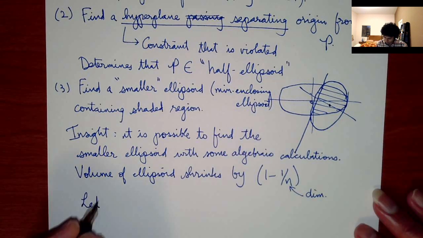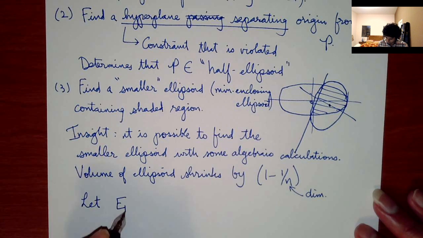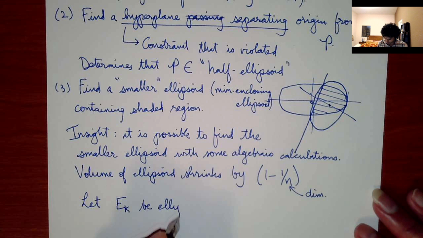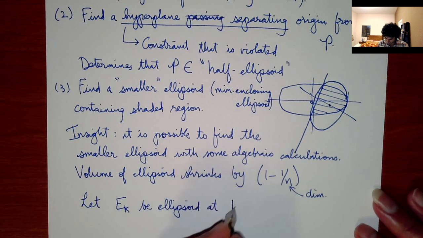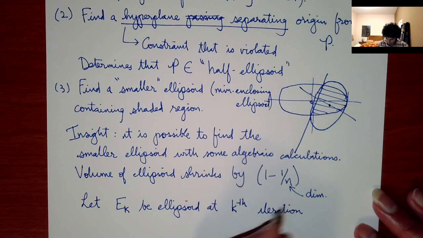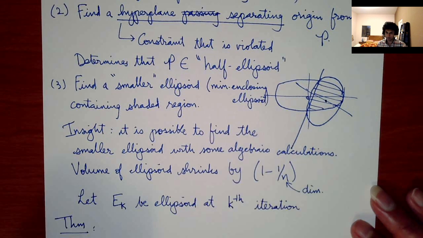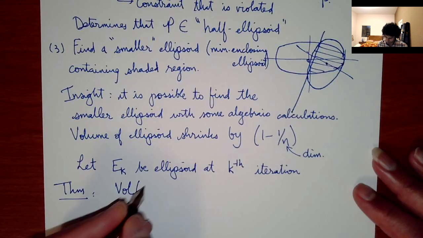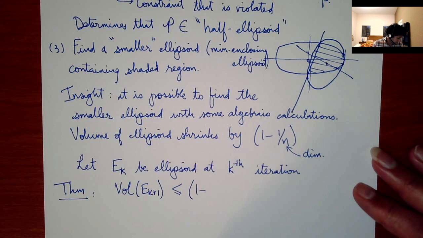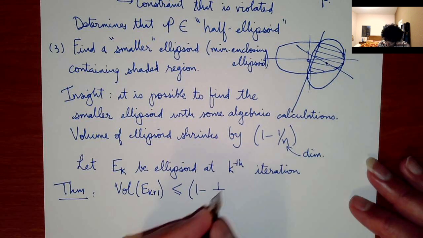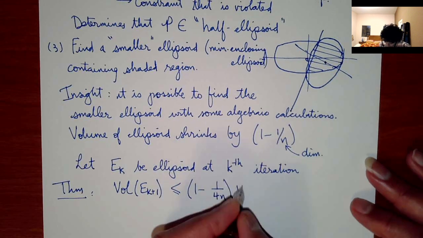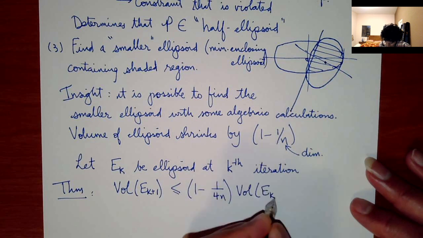So if you let E_k be the ellipsoid at the kth iteration, then there's a theorem that you can show: the volume of E_(k+1) is at most 1 minus, technically I think it's 1 over 4n, of the volume of the previous ellipsoid. So the ellipsoid is going to shrink.